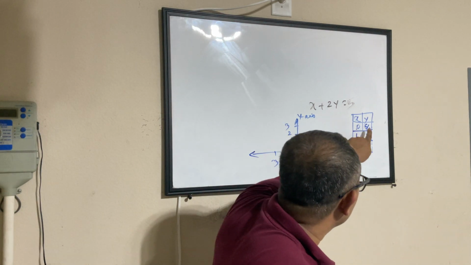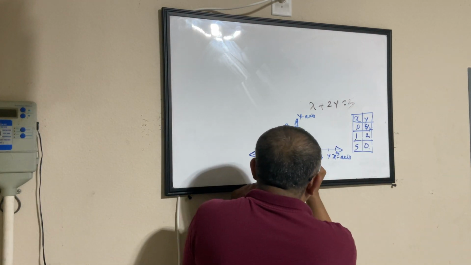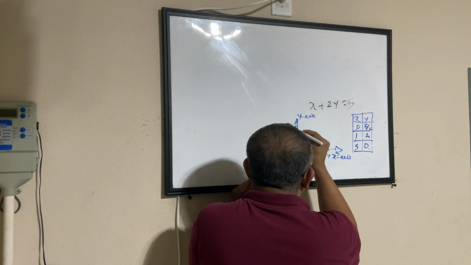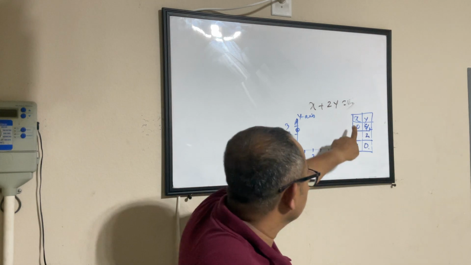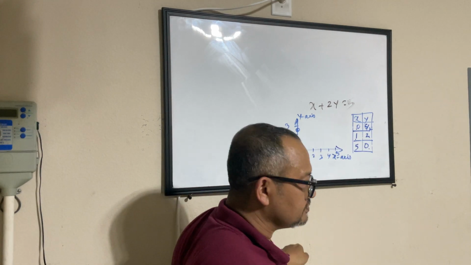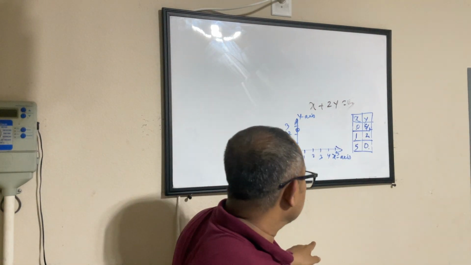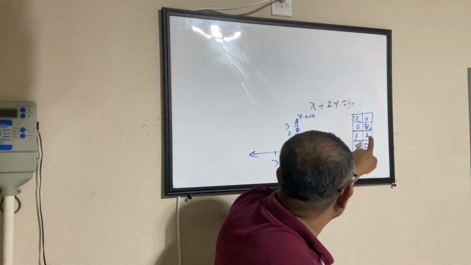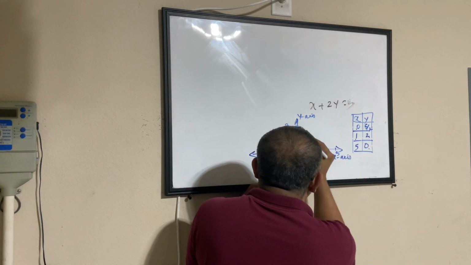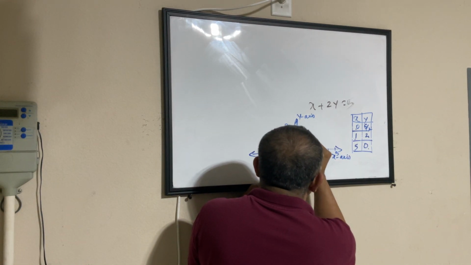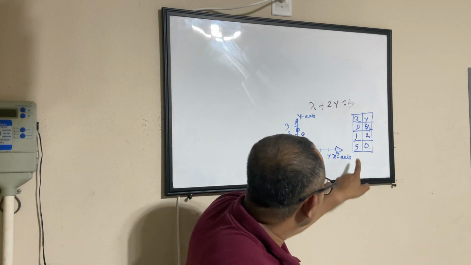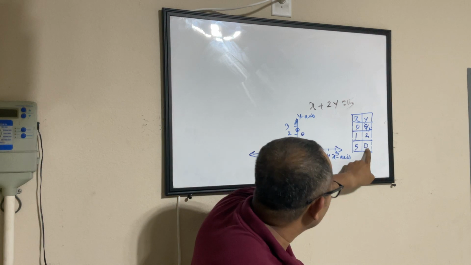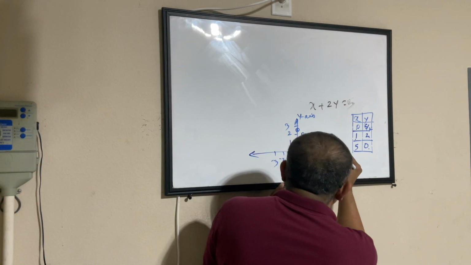When x is 0, y is 5 by 2. Meaning when x is 0, y is 5 by 2. This is my first point. Now when x is 1, y is 2. So when x is 1, y is 2. Second point. When x is 5, y is 0. Meaning when x is 5, y is 0.